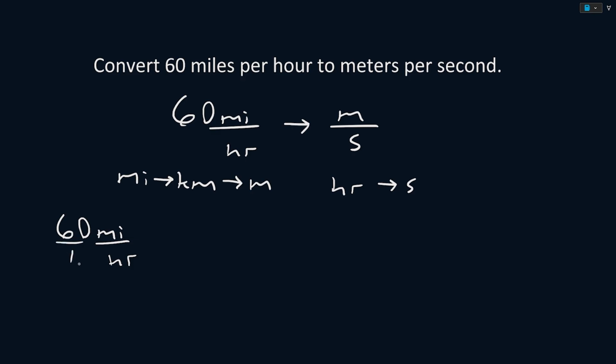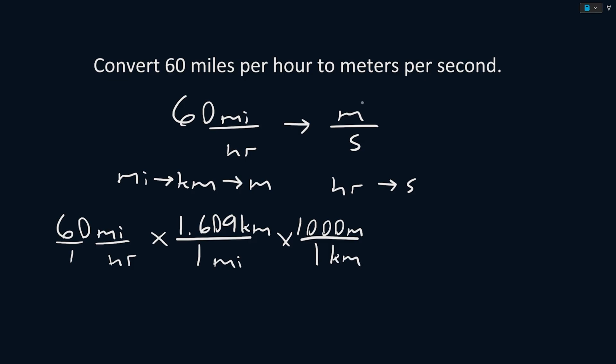over a factor of 1, and then multiplying through our conversion factor that gives us the units that we need. First, we'll convert the miles to kilometers by multiplying through our conversion factor of 1.609 kilometers for every 1 mile. Then we'll convert from kilometers to meters by multiplying through our conversion factor of 1,000 meters for every 1 kilometer. Now we have converted our top unit, we need to convert our bottom unit. To do this, we need to multiply through our conversion factor that takes us from hours to seconds. This is that 1 hour is equivalent to 3,600 seconds.